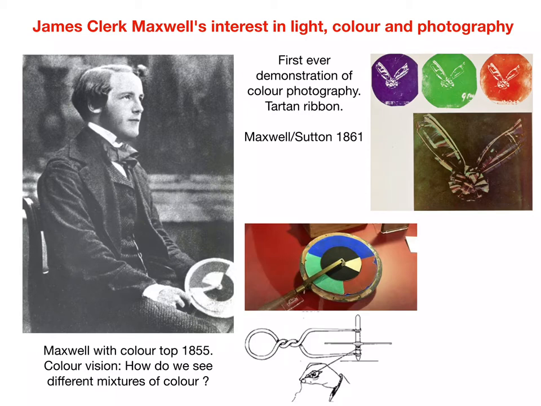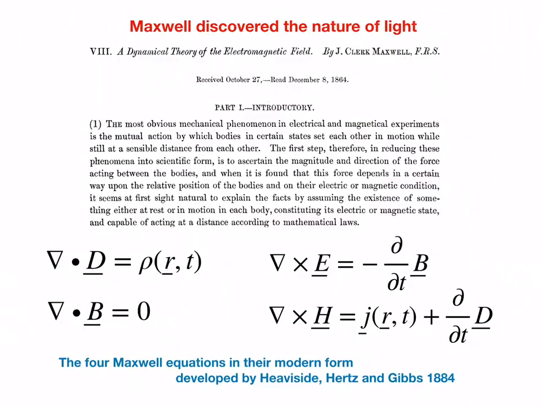This color photograph of a tartan ribbon is shown at the top right. Maxwell discovered the nature of light in developing his theory of electromagnetism, which was submitted in 1864 and then published in 1865. His theory showed that the nature of light is intimately connected to electromagnetic phenomena.